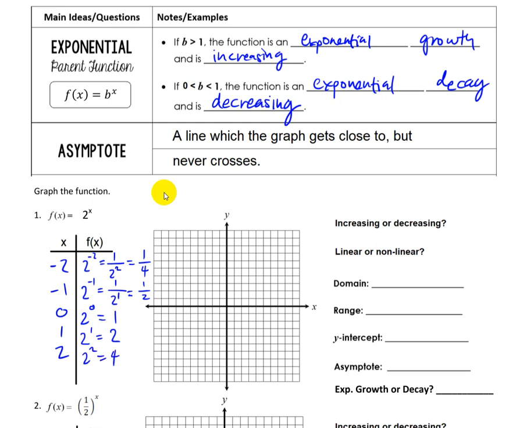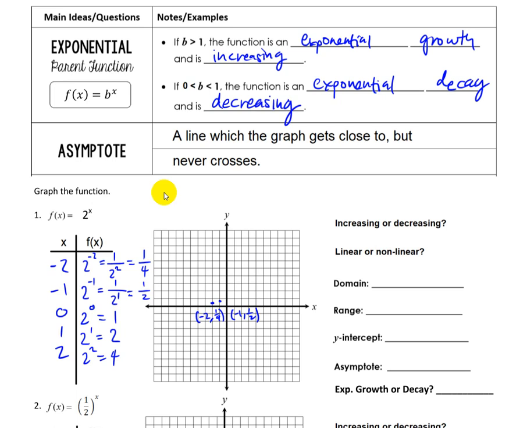Okay, let's go ahead and plot these values. Okay, so we have negative 2, and 1/4 is about 0.25. So if I just show you right here, this is negative 2 comma 1/4, and then we have negative 1 comma 1/2, so that's going to be the next one.